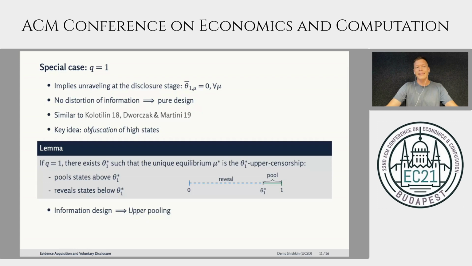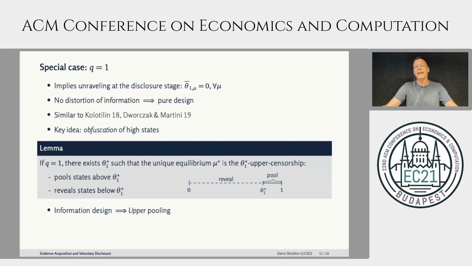What that means is that the unique equilibrium, mu star, is going to be an upper censorship of the state. That is, there exists some threshold such that all states above this threshold will be pooled and therefore mapped into a single message, such that the state is good enough. And all states below will be perfectly revealed.